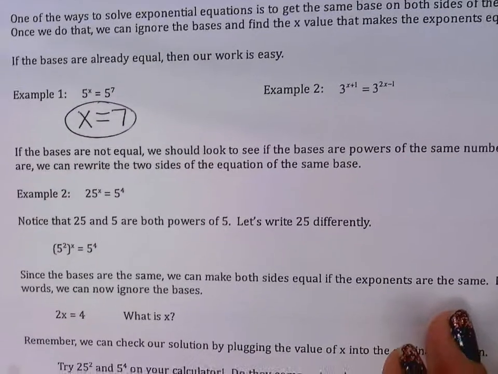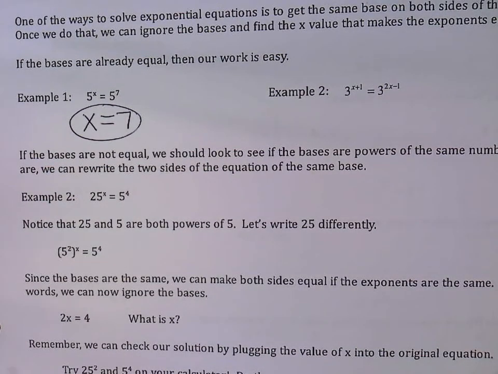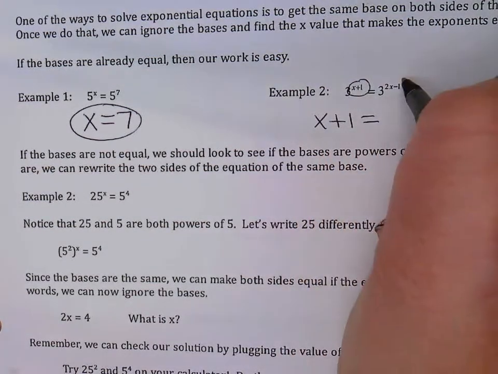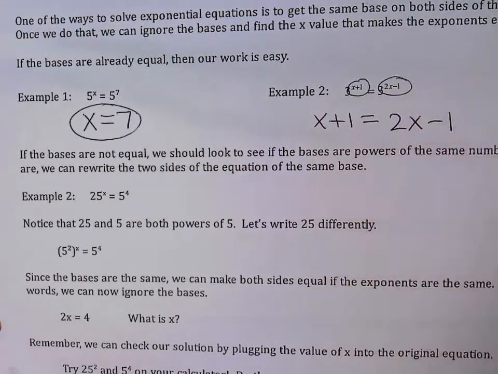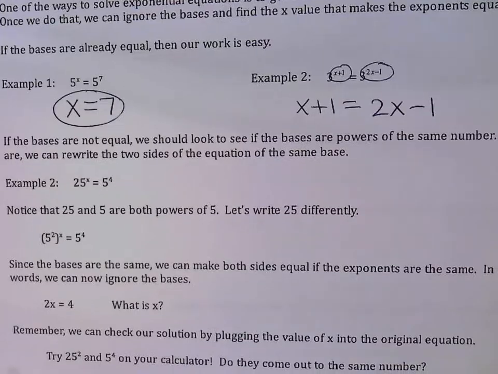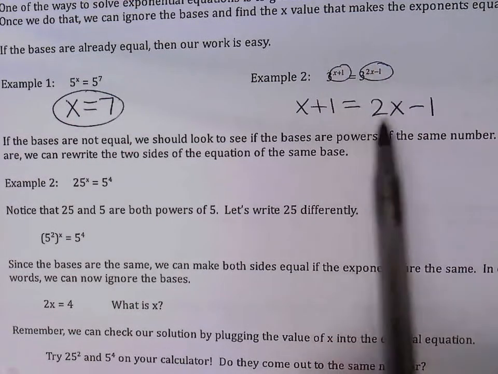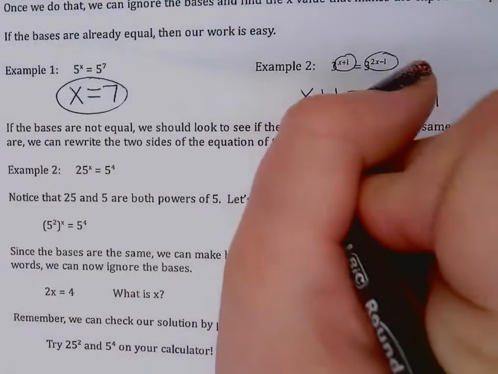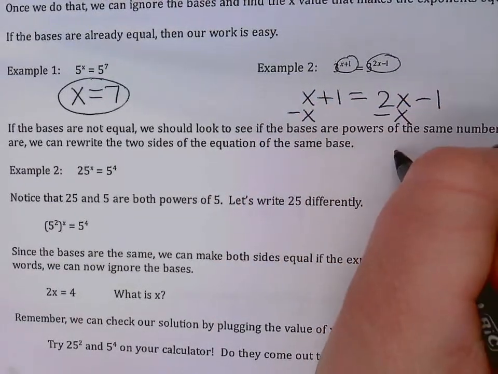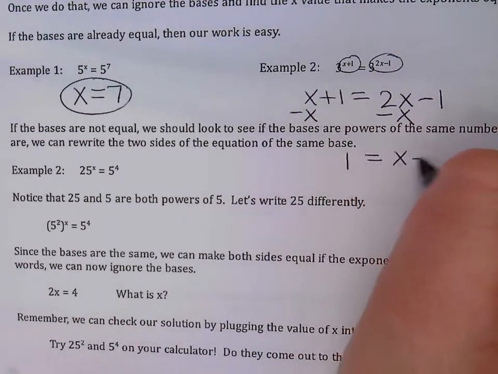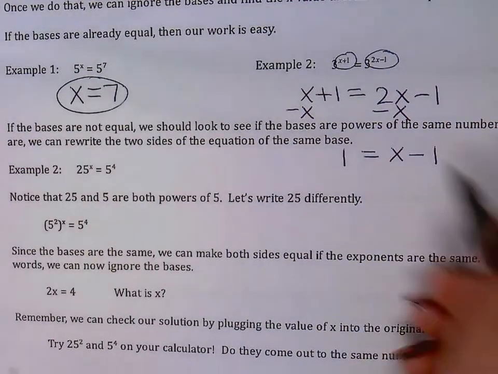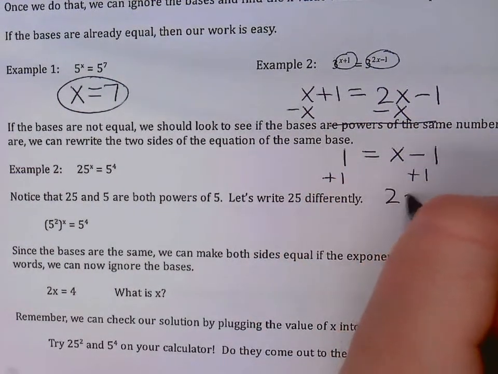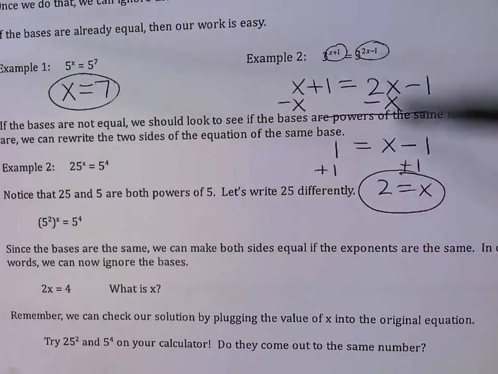In example 2, the bases are already 3, so I can focus on the exponent. I know that x plus 1 has to be equal to 2x minus 1. So I can set the exponents equal to each other and then use my regular old solving strategies to solve for x. So I would subtract x from both sides. I would get 1 equals x minus 1, right? I subtracted x from both sides. And then I would just add 1 to the other side to finish. So x would have to equal 2 in example 2.